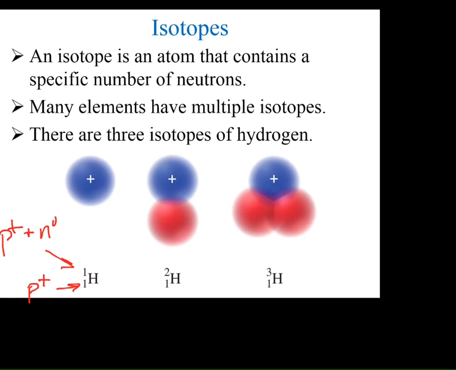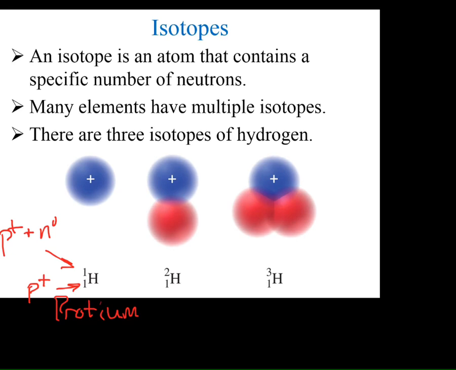So these, by the way, just FYI, have special names. Hydrogen 1 we call protium because it's just a proton. That's all it is, right? Hydrogen 1, all it is a proton. There's no neutron, so we call it protium.